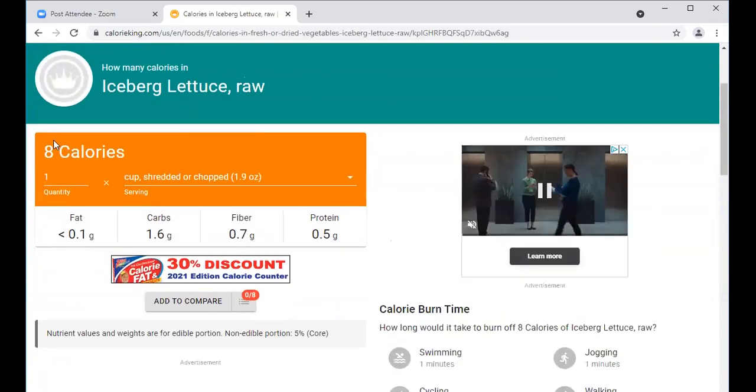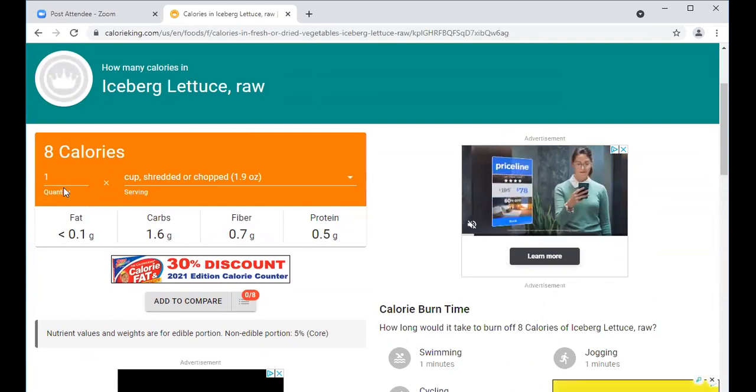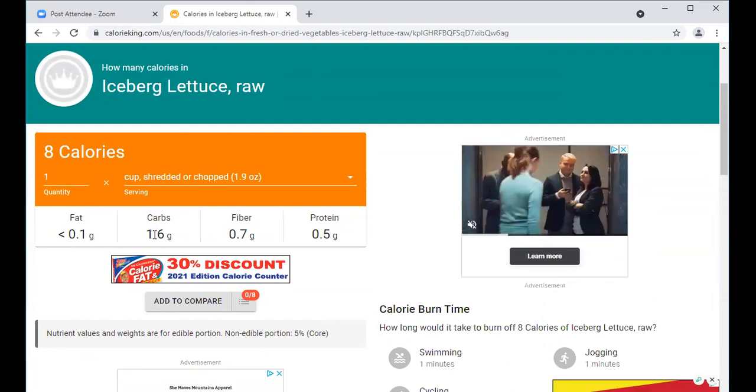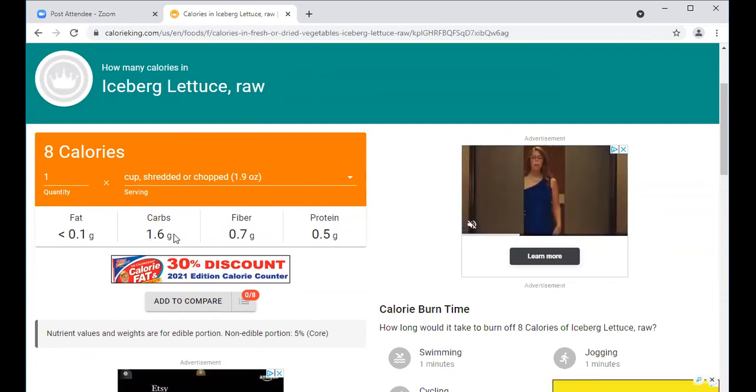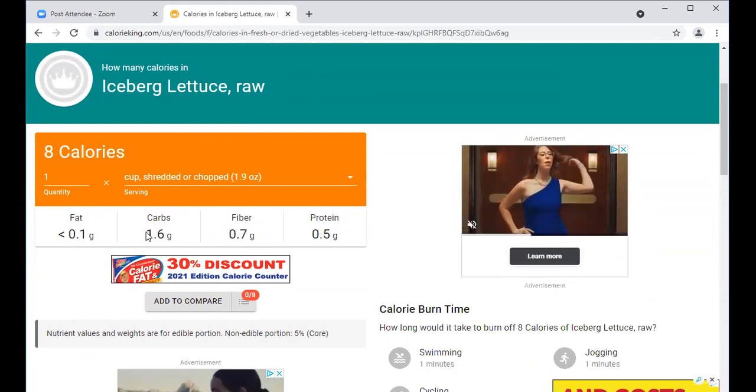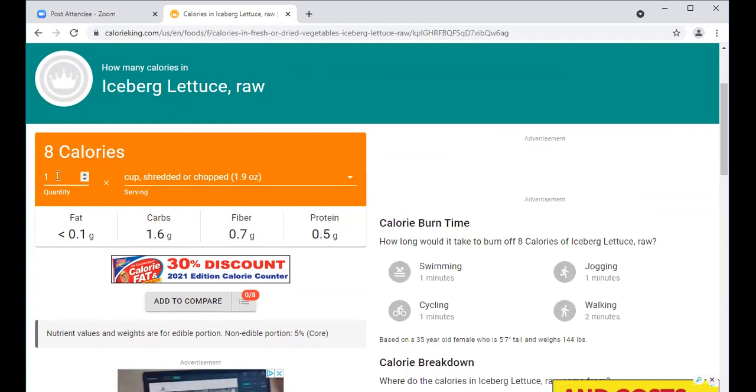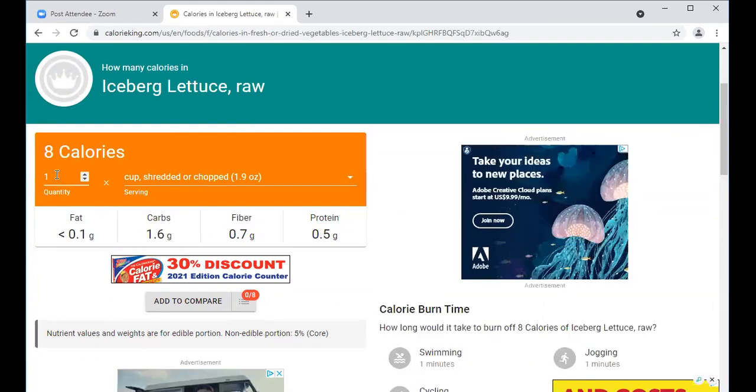And again, your serving size, you have to be able to type in here and know what your serving size is going to be. But if I have 1 cup, then it's only 1.6 grams of carbs. I don't want you to count lettuce as 0, because I usually don't have only 1 cup of lettuce in my salad. It's most of the time 3 cups or so. So if I have 3 cups of lettuce, then that is roughly 5 grams of carbs.